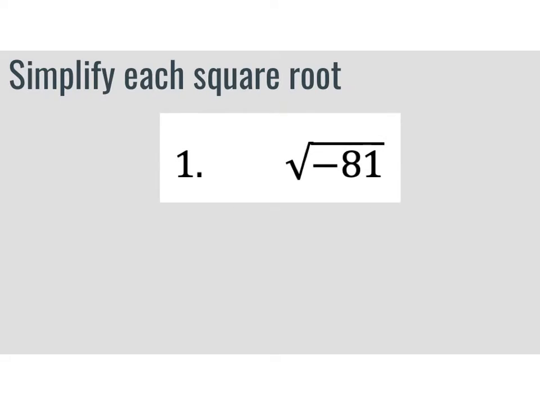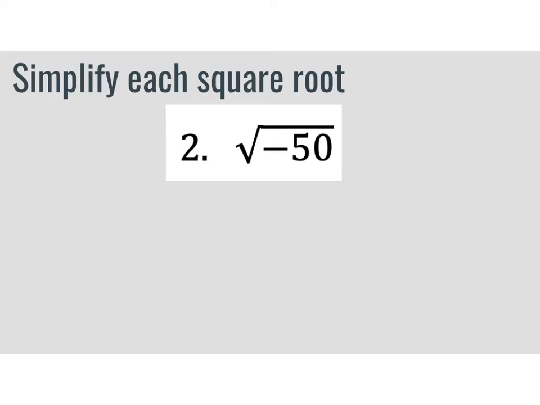Okay, so the first one on your note guide says square root of negative 81. Hopefully you're seeing the pattern that this is the same as negative 1 times 81. This is equivalent to i times the square root of 81, which is 9, so this is best written as 9i.